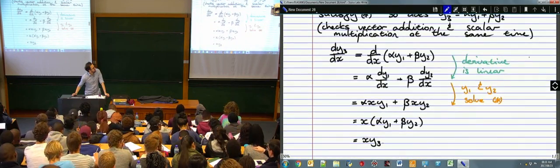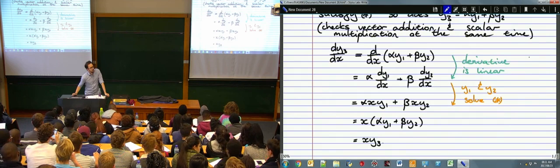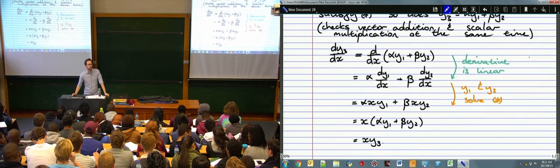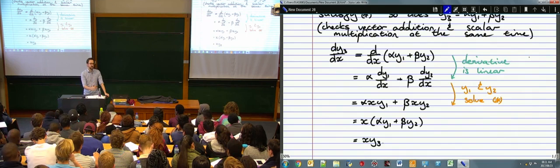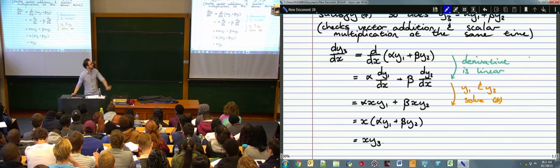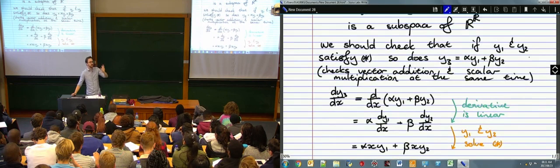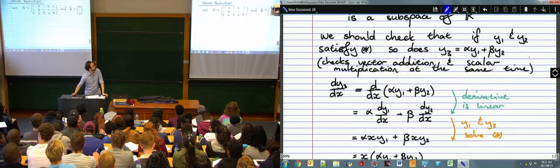You said that alpha y1 plus beta y2... Yeah. Because it's a linear combination of solutions, it's a subspace. If you prove that a linear combination of two solutions is still a solution, you've proved that it's closed under vector addition, and you've proved that it's closed under scalar multiplication. So showing that you're closed under linear combinations is the same as showing that you're closed under scalar multiplication and vector addition.